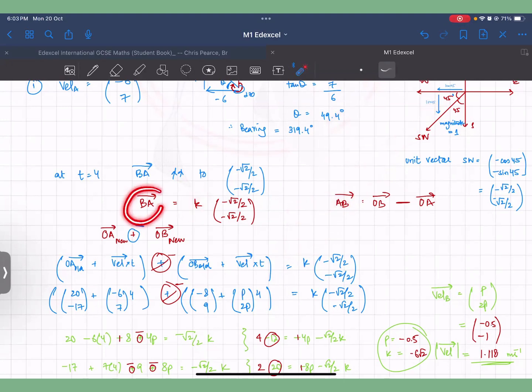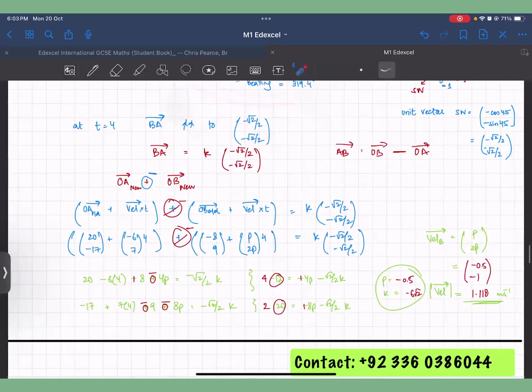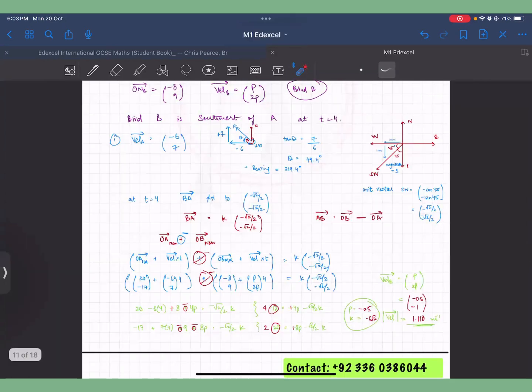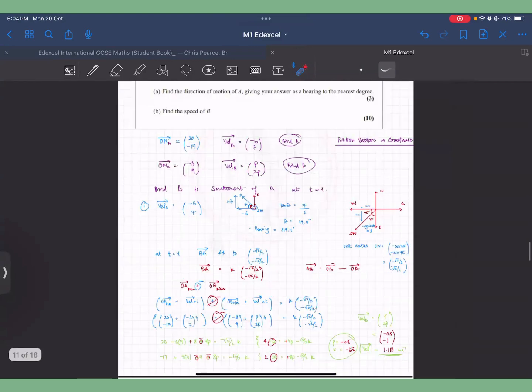And then we opened it up. BA is equal to OA minus OB. And then we formed their new position vectors and then simplified, calculated, moved things around, solved it simultaneously, and got the answer. This was a good question. You can try this again as a practice.